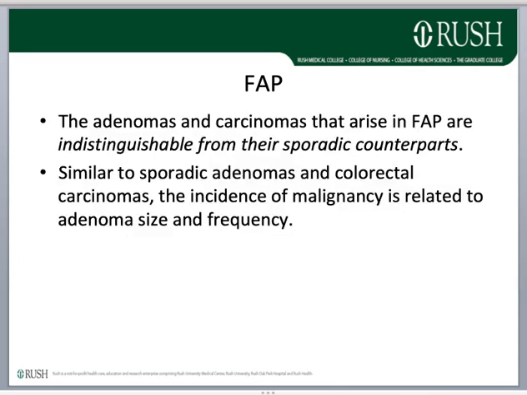Again, the adenomas and carcinomas that arise in FAP are not morphologically distinct. They're indistinguishable from their sporadic counterparts. And also similar to sporadic adenomas and colorectal carcinomas, the incidence of malignancy is directly related to adenoma size and frequency. It's the sheer number of polyps that dramatically increase the risk of carcinomas developing in these patients.